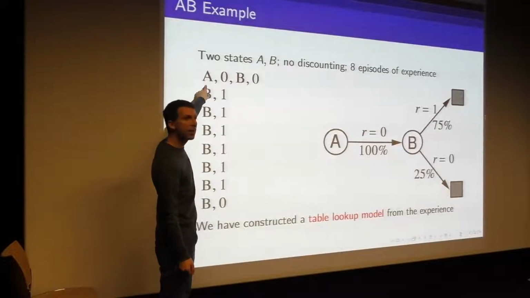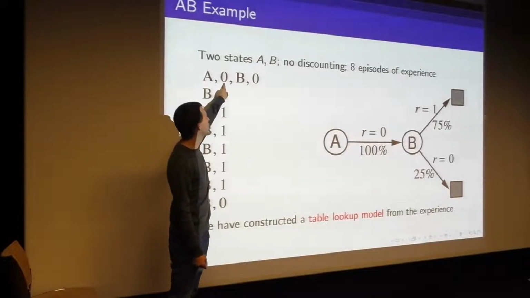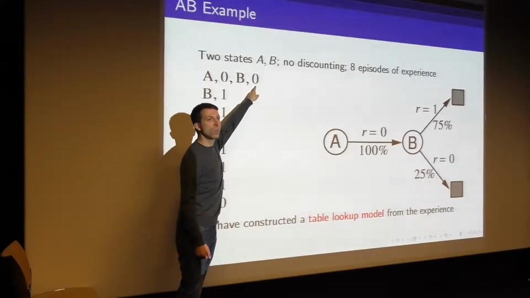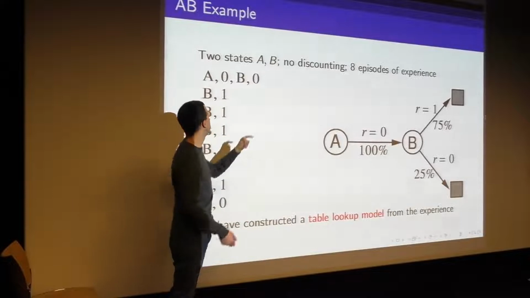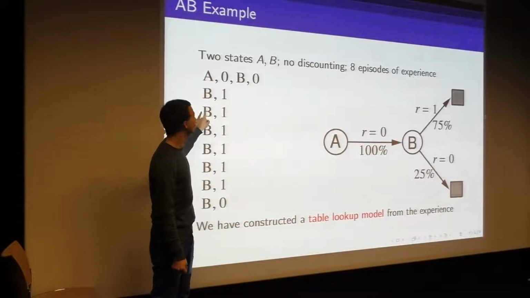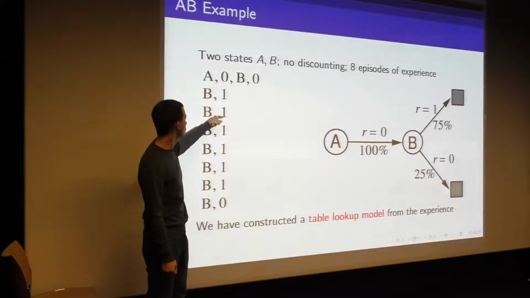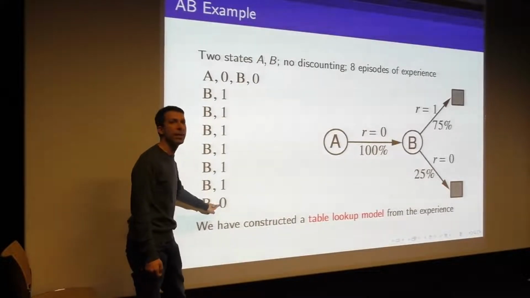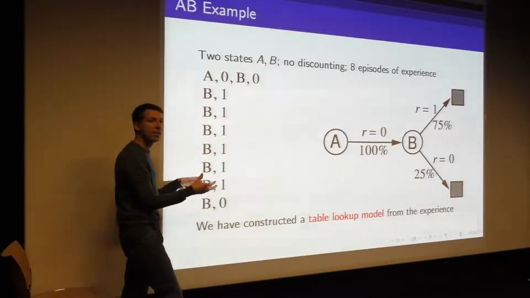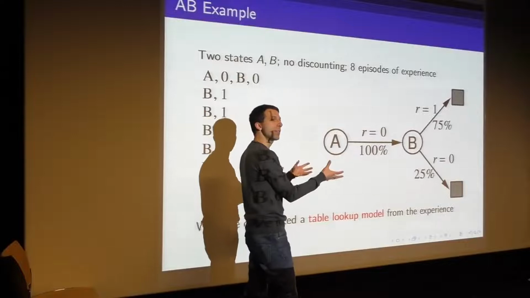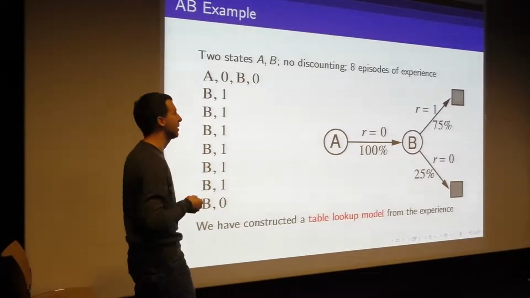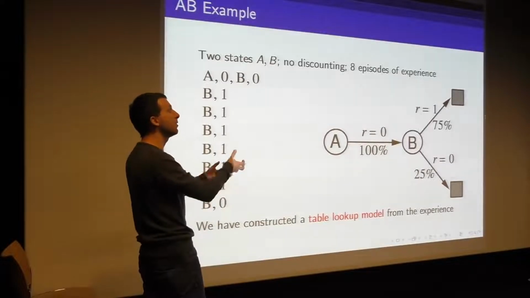This means on the first episode, I started in state A, got reward 0, then went to state B, got reward of 0, and then the episode terminated. Second episode, I started in state B, saw a reward of 1. Next episode, started in B, reward 1, until finally started in B, got reward 0. So we can take this experience, and as we did before, we can build a model from it. This is what TD was doing implicitly. Now we're making that explicit. We're explicitly building this model.